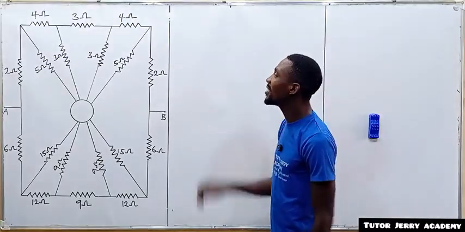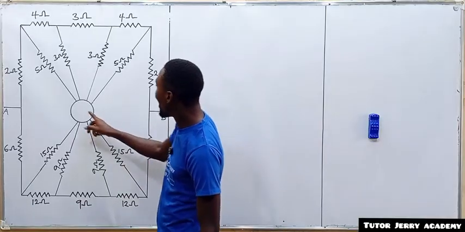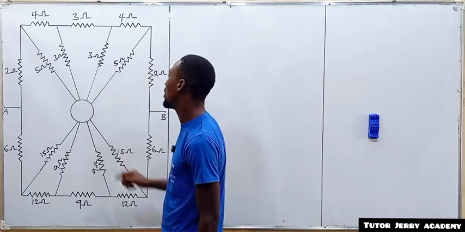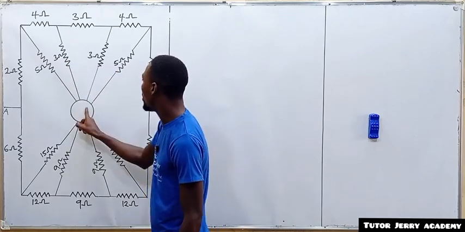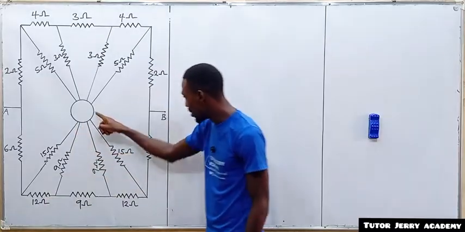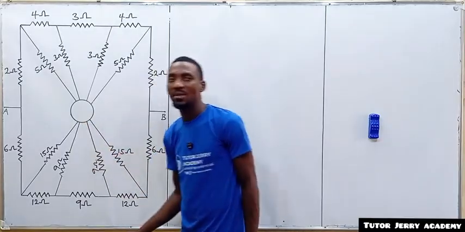Now, if you look at this diagram carefully, you are going to observe that we are having 5 ohms here. We're also having 5 ohms here. We're having 3 ohms here, also 3 ohms here. We're having 15 ohms here, also 15 ohms here. We are having 9 ohms here, and 9 ohms here.